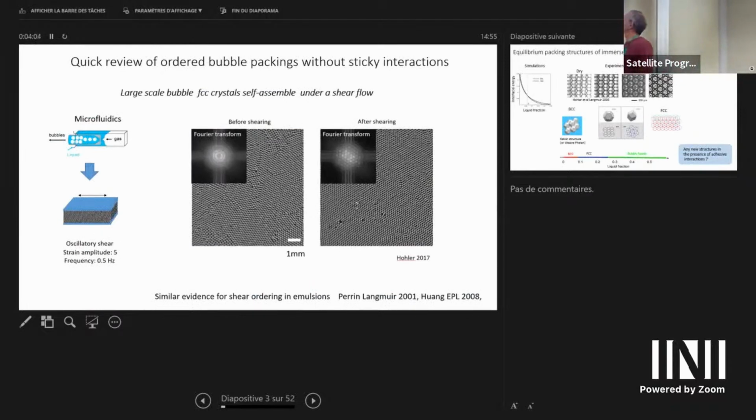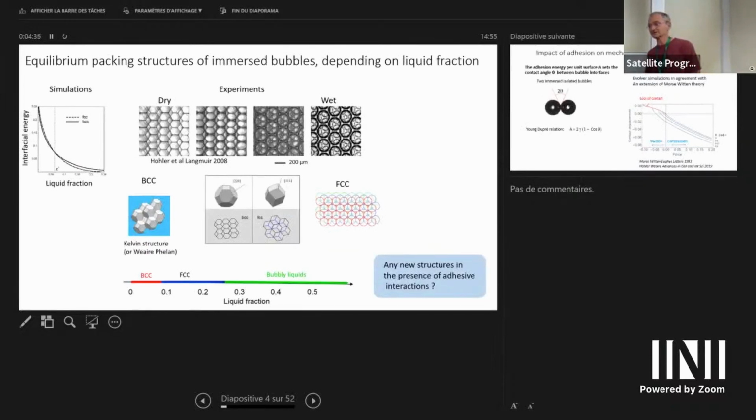First point is a brief review of what bubbles do and how they assemble in the absence of any attractive interactions. This is foam science as it has been developed over many years, but very much like in the first talk this morning, you can induce long-range order by shear, and you easily get, when you produce using microfluidics a very large number of bubbles, a long-range FCC order of that. Now, what kind of control parameter do you have in that case? It's the amount of liquid that you have in the system and that you can suck out or push in.